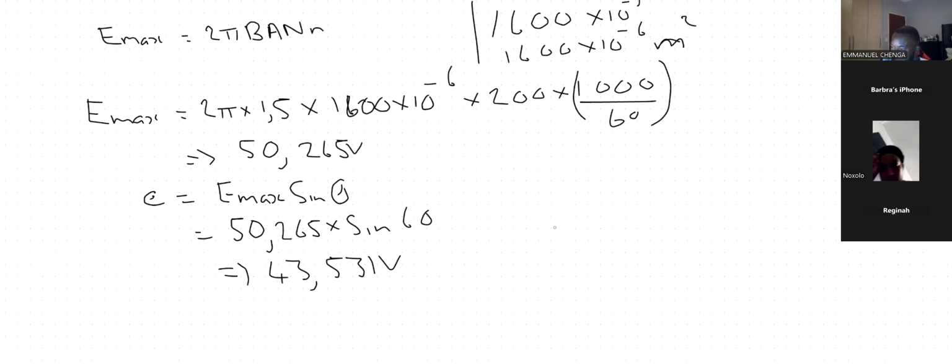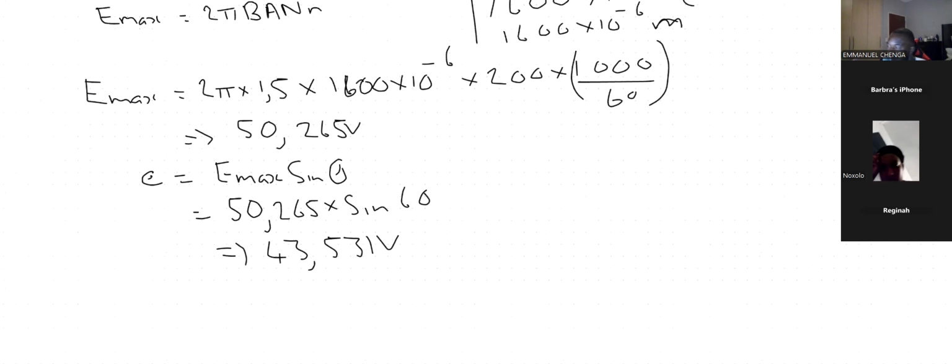Okay, I believe we are fine. So that's how you can calculate your instantaneous EMF, how you calculate your Emax, the frequency. Okay, someone there. Let me just admit.